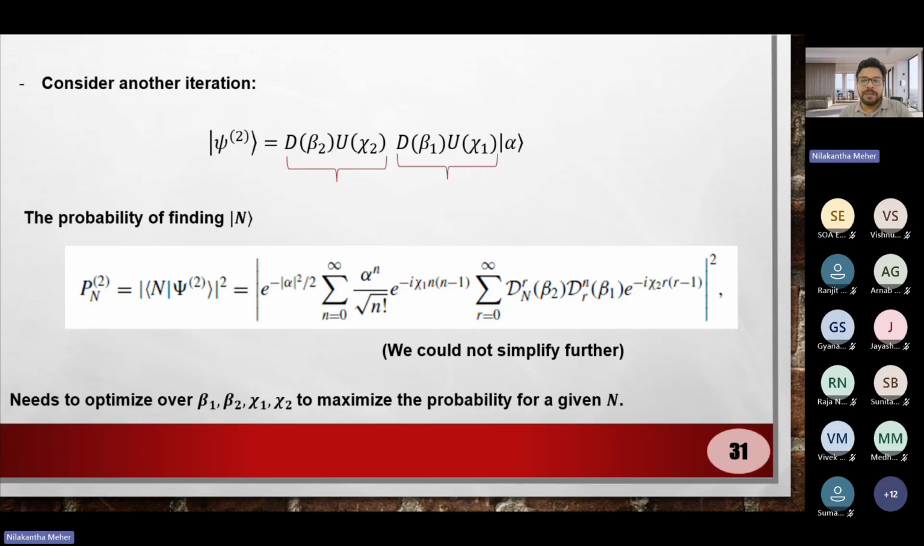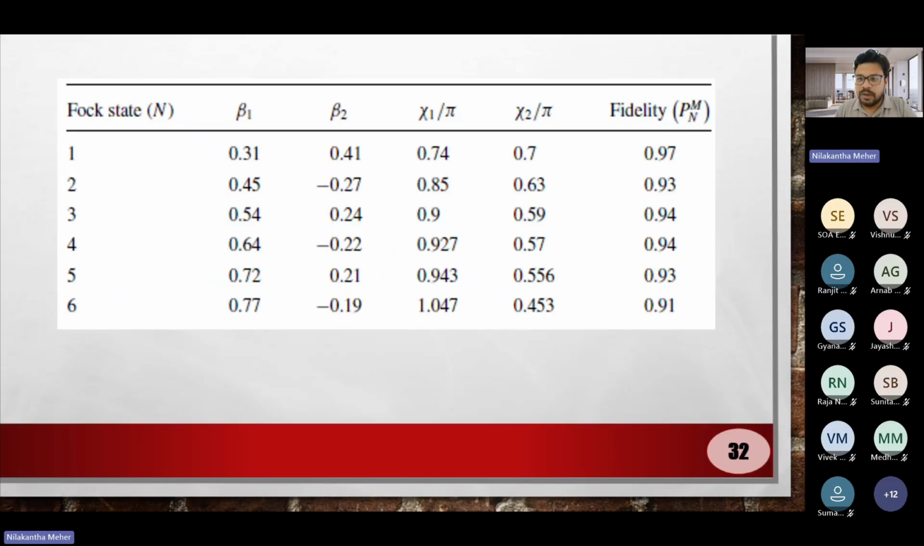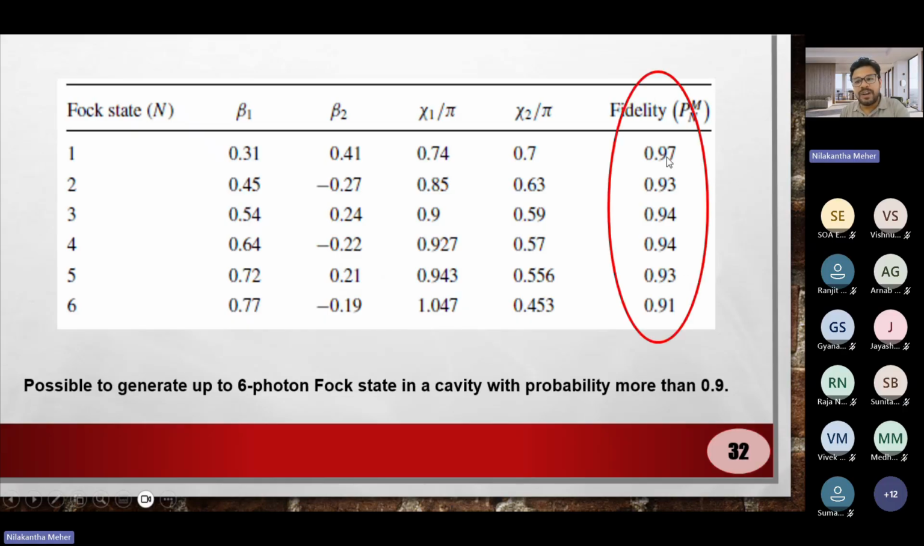So that means here we need to optimize over 4 variables: beta 1, beta 2, the driving amplitudes, and the Kerr strengths, chi 1, chi 2, to maximize the probability for a given n. We numerically optimize, and this is the table of results. We can see here that for 2 iterations, we could reach a probability of up to 0.97 for the single photon state, and it decreases from 0.97 to 0.91. And when you go to higher order Fock states, up to 6 photon states, we could achieve a probability of finding the Fock state of more than 0.9 in the second, that is 2, iterations.